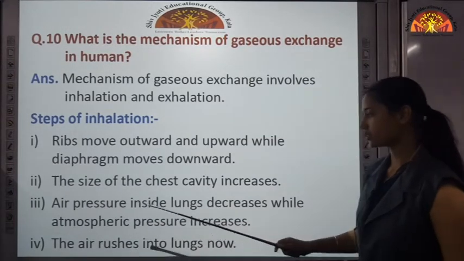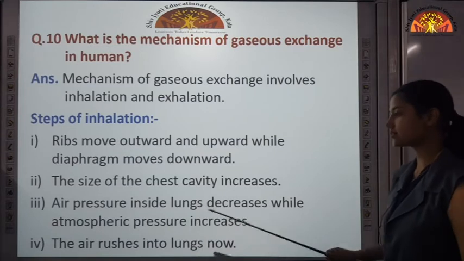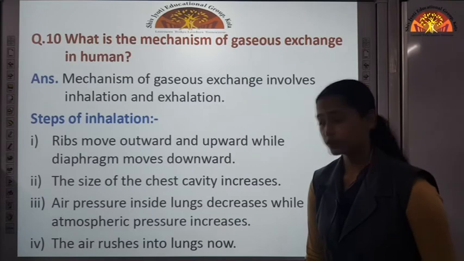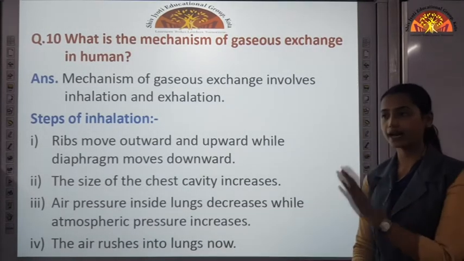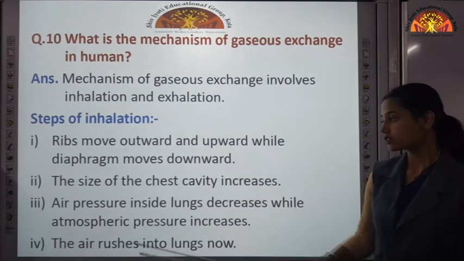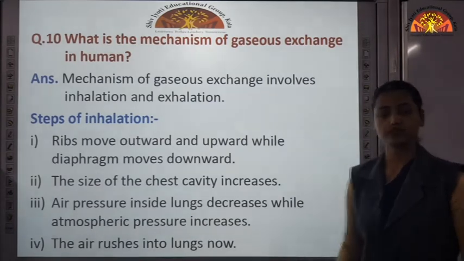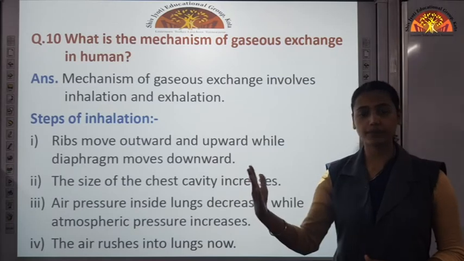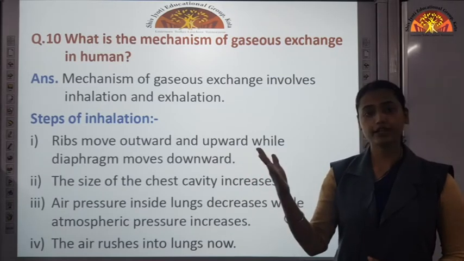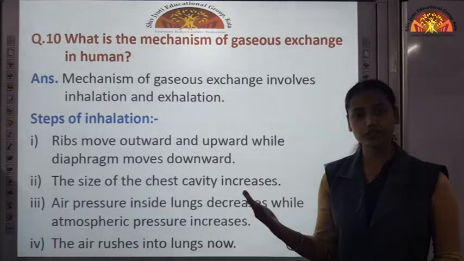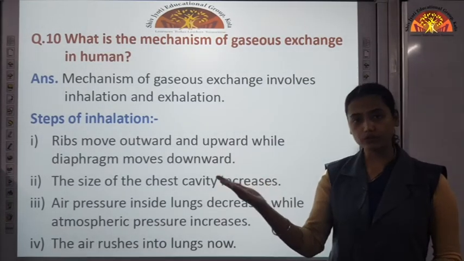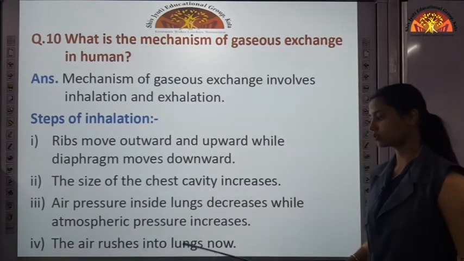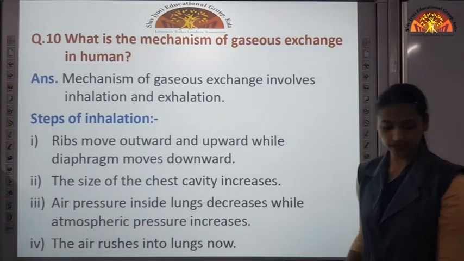Then air pressure inside lungs decreases while atmospheric pressure increases. We know that pressure always moves from high area to low area. So the pressure inside lungs decreases. Inside our body pressure is low, and outside our body pressure is high. So what will be the direction? It will move from outside to inside, and the air rushes into lungs. This is how we inhale air.